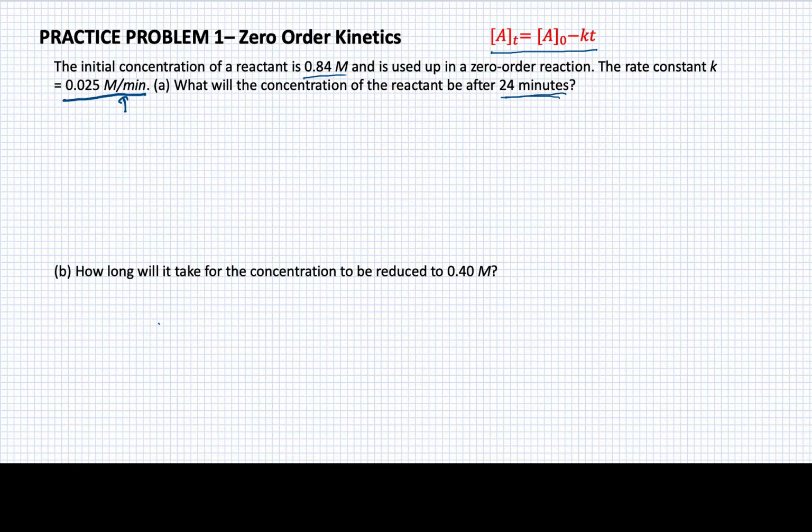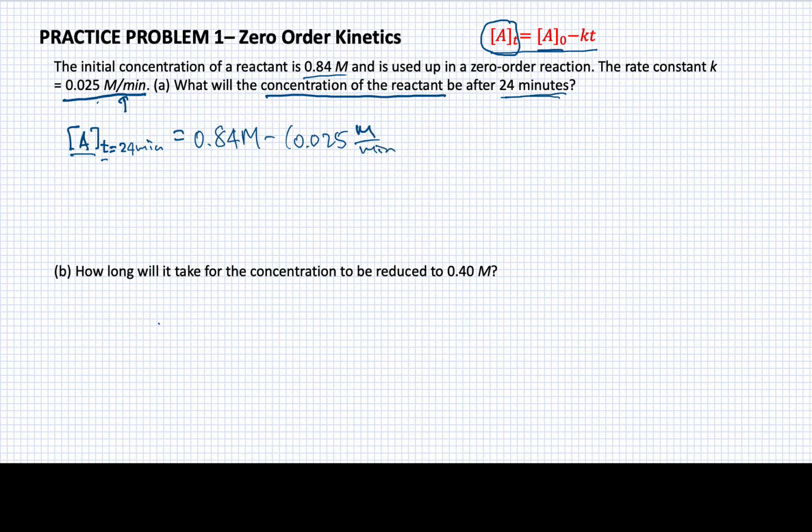Well, the thing that we're looking for is the concentration of the reactant, which is this quantity in the integrated rate law. So that's the thing we want to solve for. And this notation means the concentration at the time t. In this case, the time t is 24 minutes. So we're going to be using this as the initial concentration, which is 0.84 molar, minus the rate constant, which is 0.025 molar per minute, times the time, which is 24 minutes.